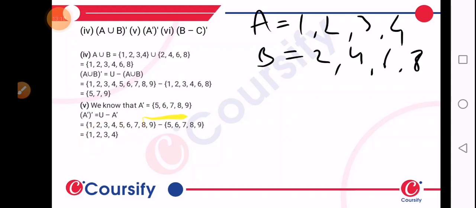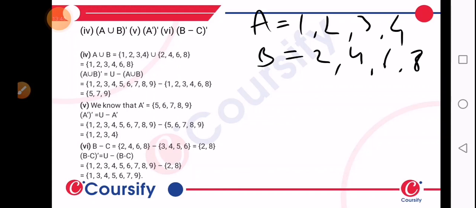We begin with the set A and the complement of that being 5 6 7 8 9, since we solved that in the first question. And if I reduce that from the universal set, we are left with 1 2 3 4, which is the set A itself. Let's look at the last question.